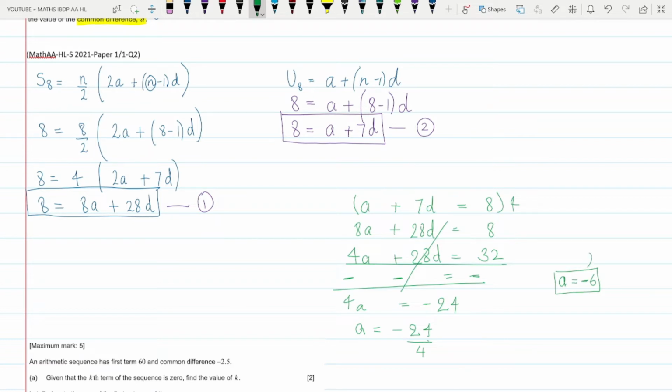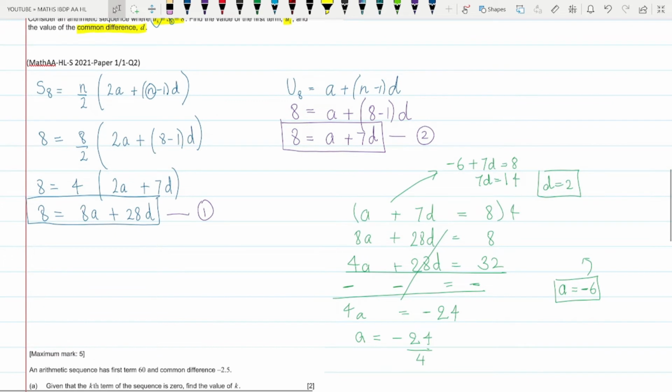Now substituting a into the original equation. So we'll use this equation: a is minus 6, plus 7d equals 8. 7d is equal to 14 and d is equal to 2. So the final answers are u1, or a, is equal to minus 6. The difference is 2.